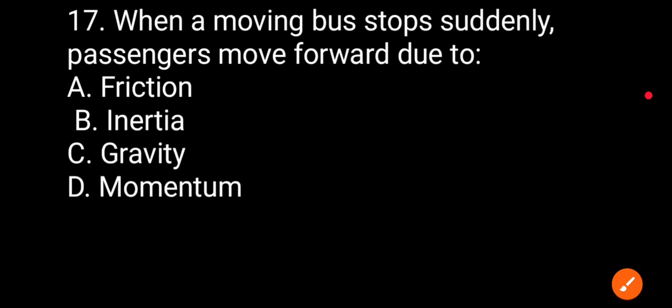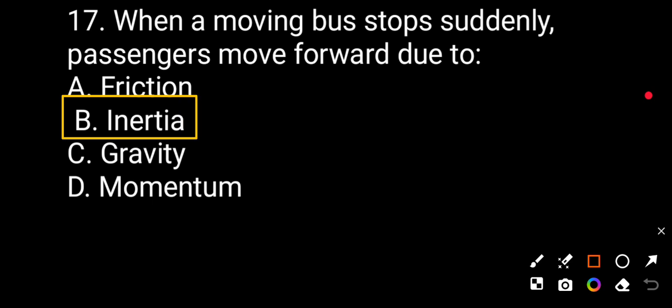Question number 17. When a moving bus stops suddenly, passengers move forward due to option A, friction; option B, inertia; option C, gravity; option D, momentum. Correct answer will be B, inertia. Due to the inertia property, the passengers move in the forward direction.